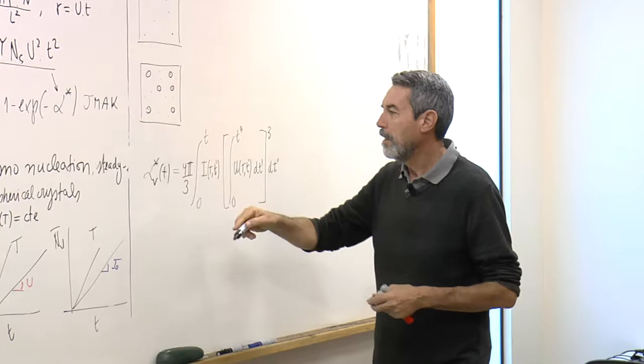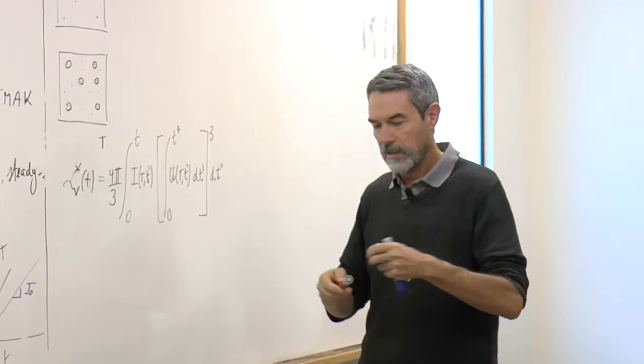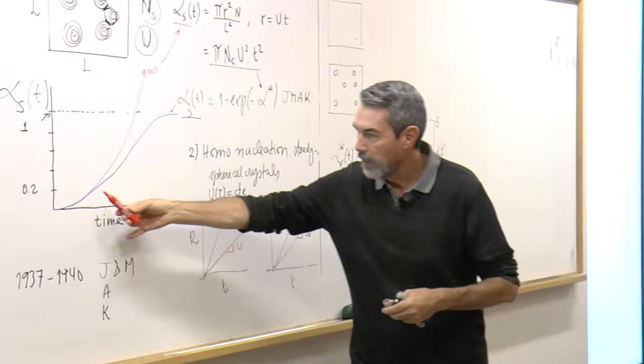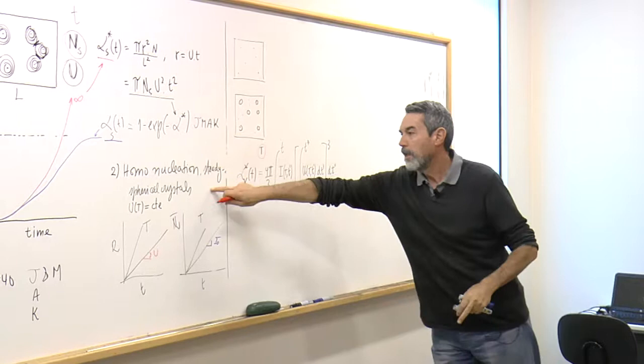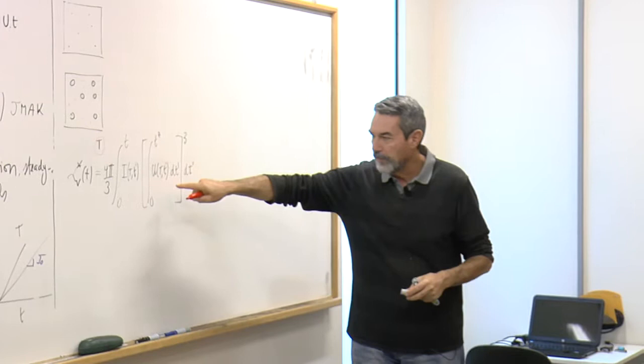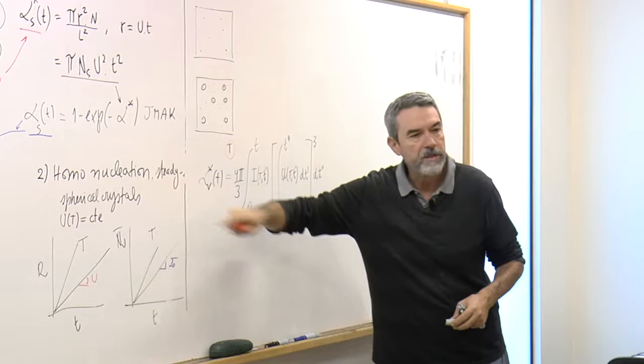This is in isothermal conditions. The temperature is constant. I'm trying to understand the evolution of the volume fraction for these particular conditions here. Let me give you 2 more minutes now to try to solve this expression for these boundary conditions here. 2 or 3 minutes.